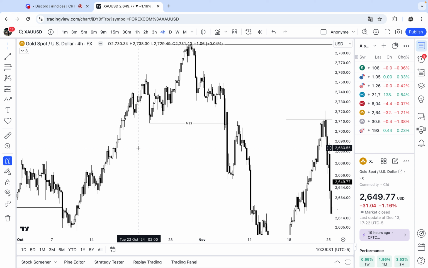That's where CRT comes into play. That's where you get the best entries with CRT. You don't need to wait for a market structure shift and then the retest, etc. You're a step ahead with CRT.